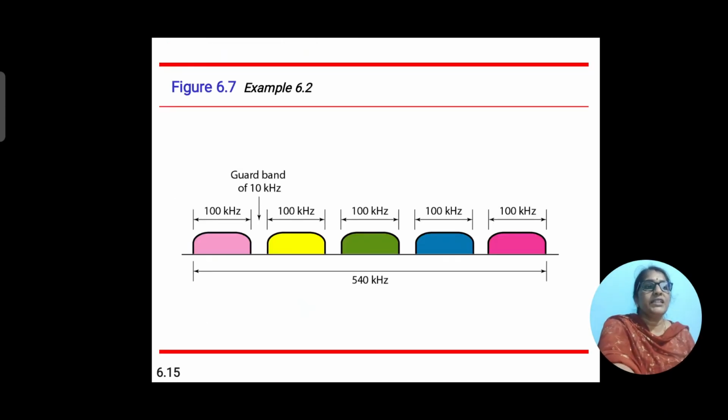So here we have the channels: pink color shows 100 kilohertz, yellow color again 100, green also 100, blue also 100, and dark pink also 100. For 5 channels we need at least 4 guard bands. So in the calculation we have 540 kilohertz.